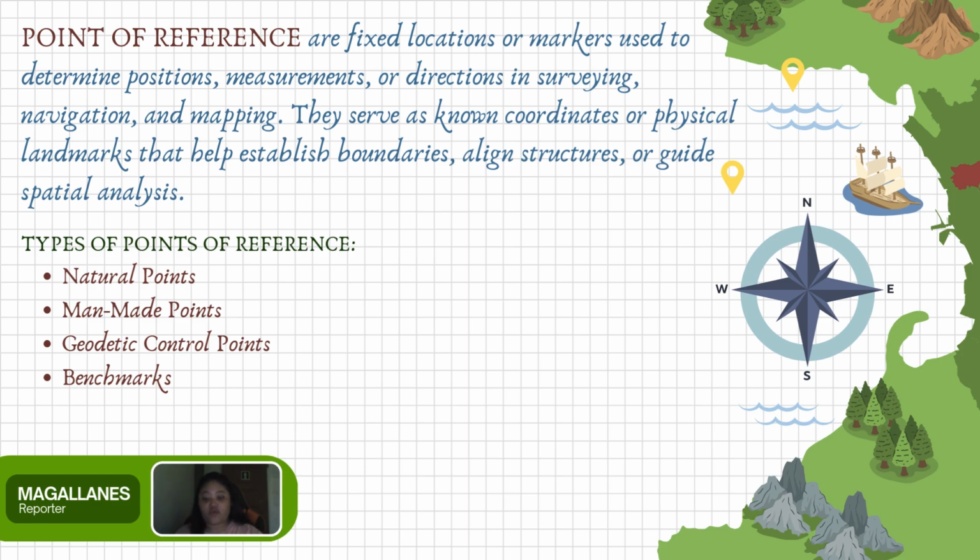Points of reference have four types. These are natural points, man-made points, geodetic control points, and benchmarks. Natural points are permanent landmarks like mountains, rivers, or coastlines. Man-made points are roads, buildings, or survey monuments used as reference. Geodetic control points are precisely measured points with known coordinates used in large-scale mapping and GPS-based surveys. And lastly, benchmarks are fixed elevation points used in leveling and height determination.